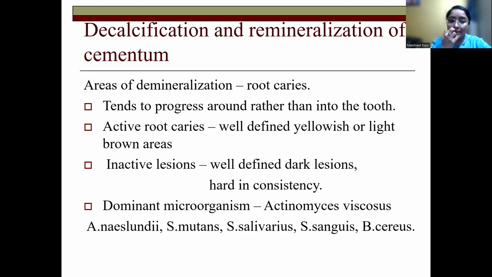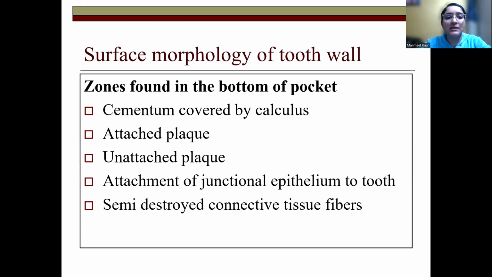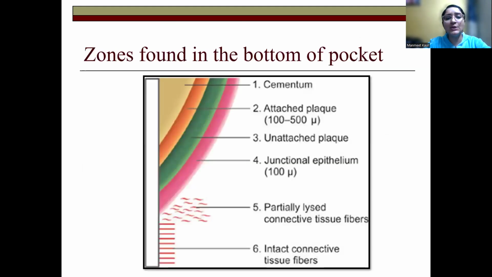Actinomyces viscosus, A. lundi, S. mutans, S. salivarius, etc. Now, surface morphology of the tooth wall. So, zones found at the bottom of the pocket. I think it will be better explained by this picture. So, this is the tooth surface. Okay, these are the zones found at the bottom of the pocket.